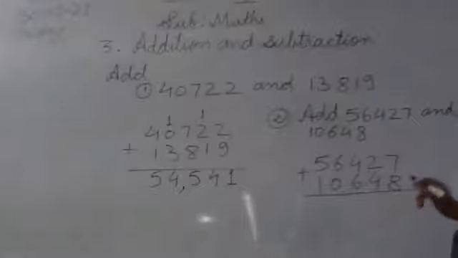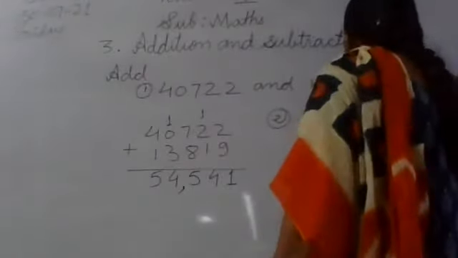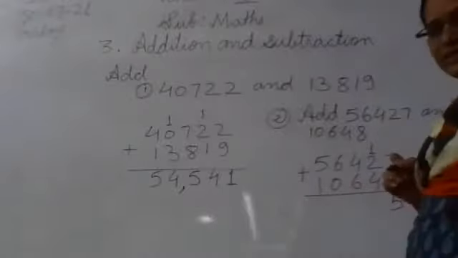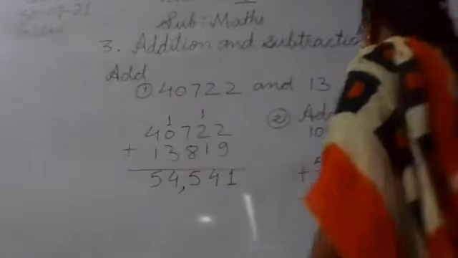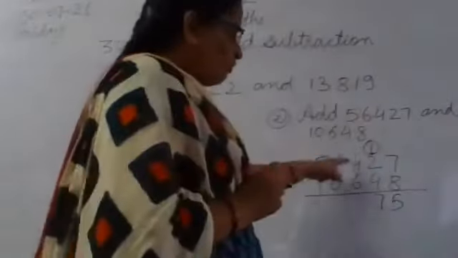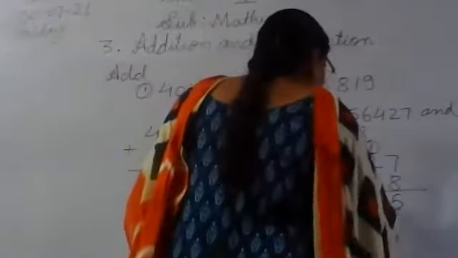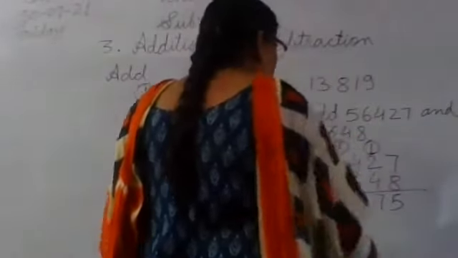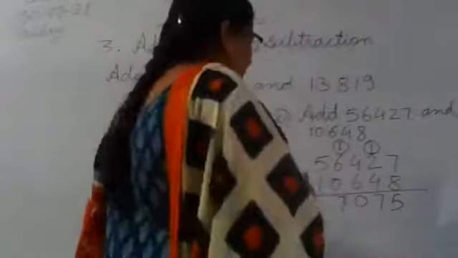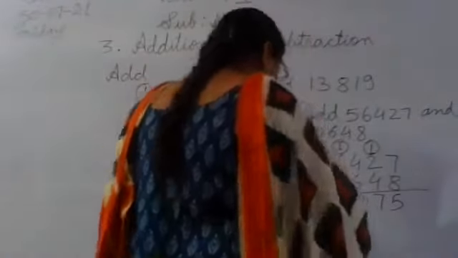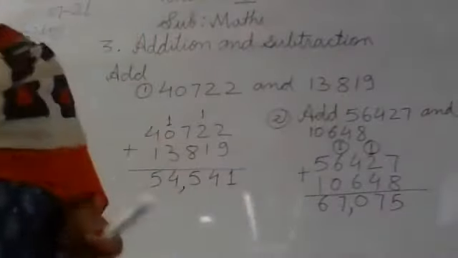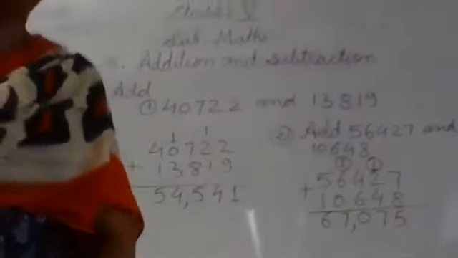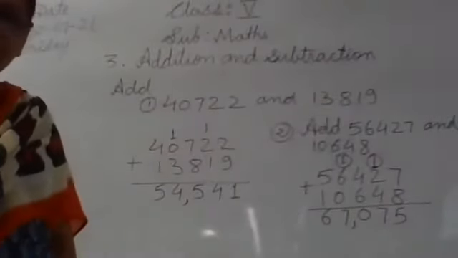7 plus 8, 15. So we will carry over 1 in the tens place, or you can circle it like this. Okay, 2 plus 1, 3, and 3 plus 4, 7. 4 plus 6, 10, carry over 1 here. 6 plus 1, 7, and 5 plus 1, 6. So it is 67,075. Now, children, in the 5th standard, we will learn how to add 6-digit numbers and 7-digit numbers.